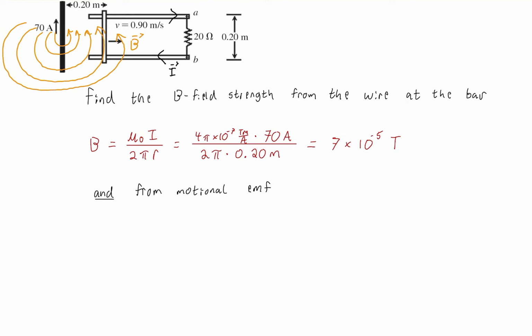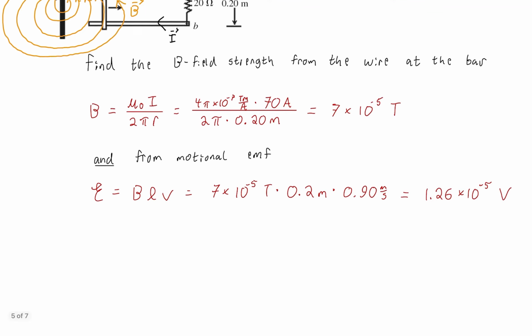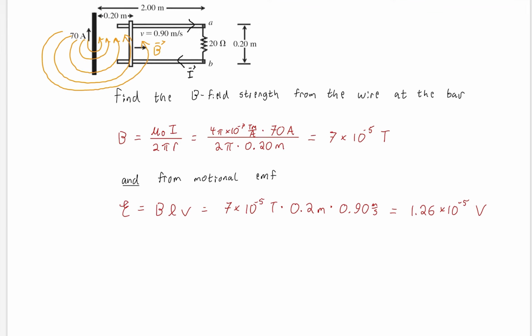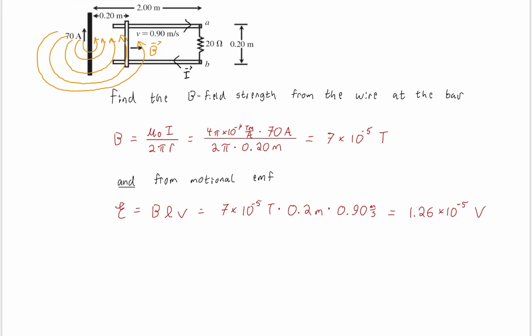Now we're ready to take that information and plug it into our motional EMF equation. We can find the induced EMF in the bar by taking the field strength times the length of the bar times the velocity of the bar, because we know all that. We know that the bar has a length of 20 centimeters, and that it's moving at a constant velocity of 90 centimeters per second. We plug in those values, and we find that the induced EMF in the moving bar is 1.26 times 10 to the negative 5 volts.